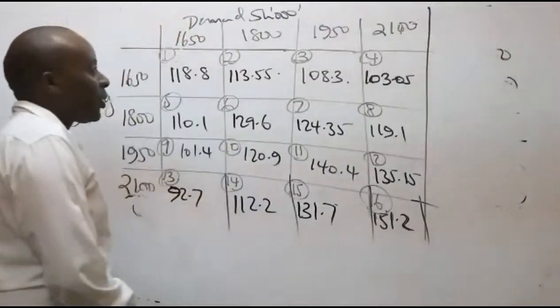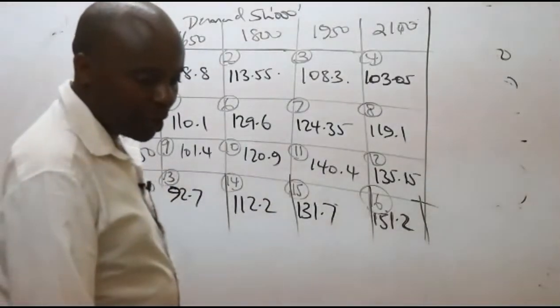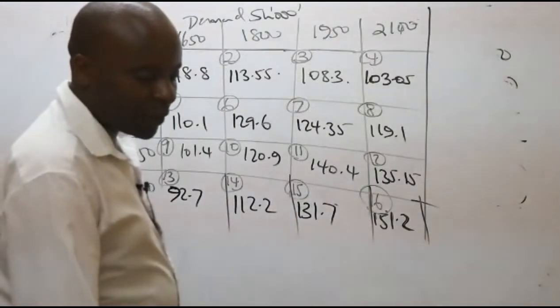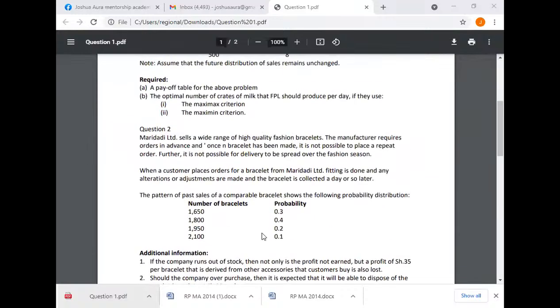Then what they expect us to do is to give them expected profits. So determine the number of bracelets that Maridadi Limited should order so as to maximize expected what? Profit. So then, ladies and gentlemen, these are the probabilities. I need to come here and fix the probabilities on the demand.